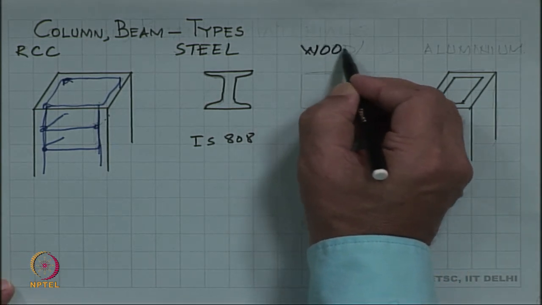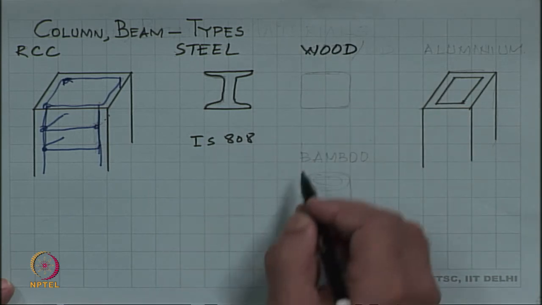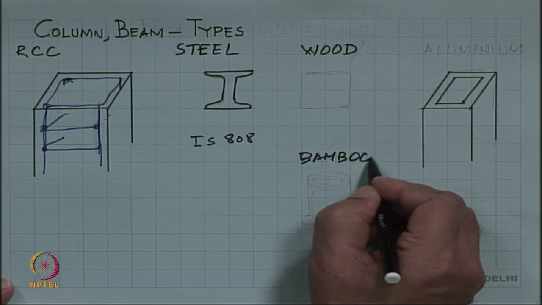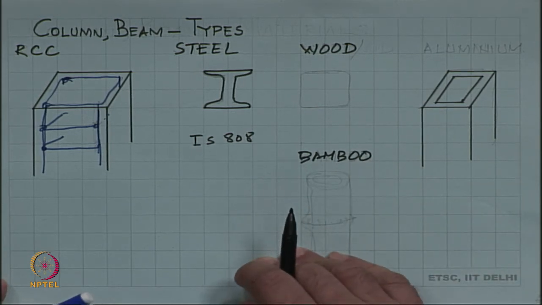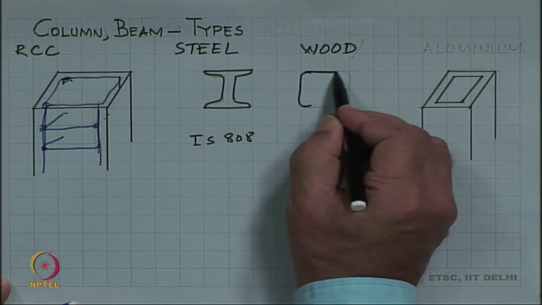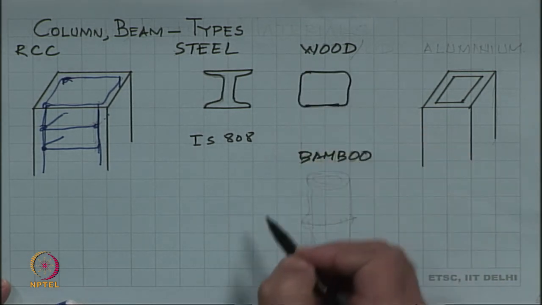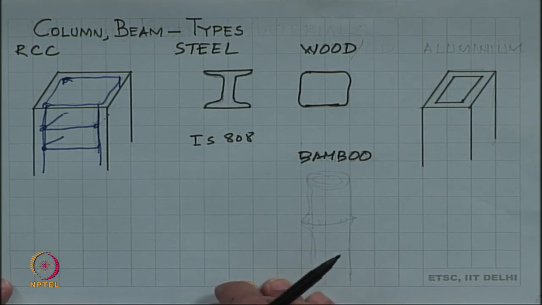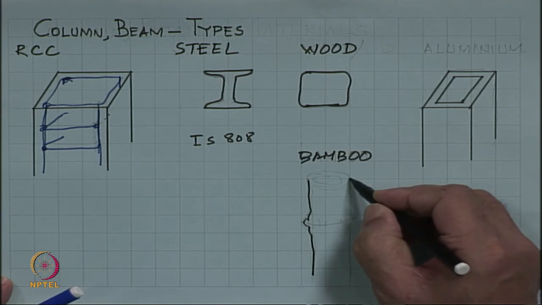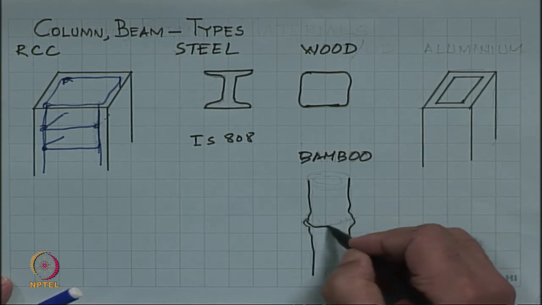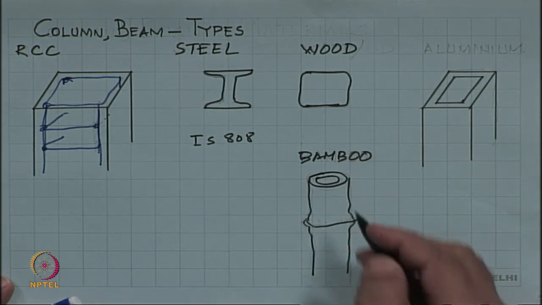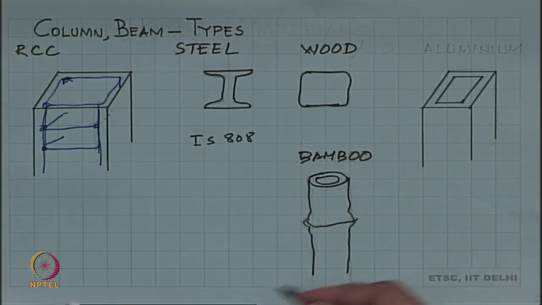In many cases the columns are made of wood, and in some cases, as in shamianas, even made of bamboo. So, the wood could have various cross sections. I am showing one over here. Bamboo is nothing but straight, and it has got its knots in between, and this can be screwed to each other or tied to each other.